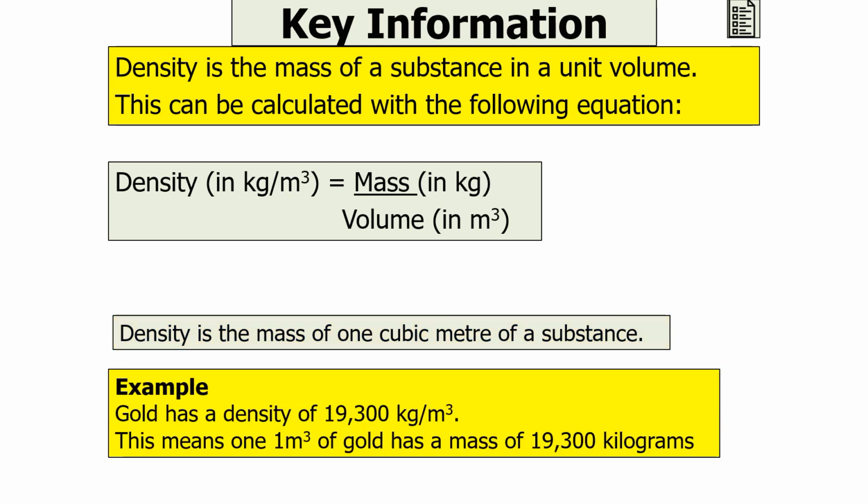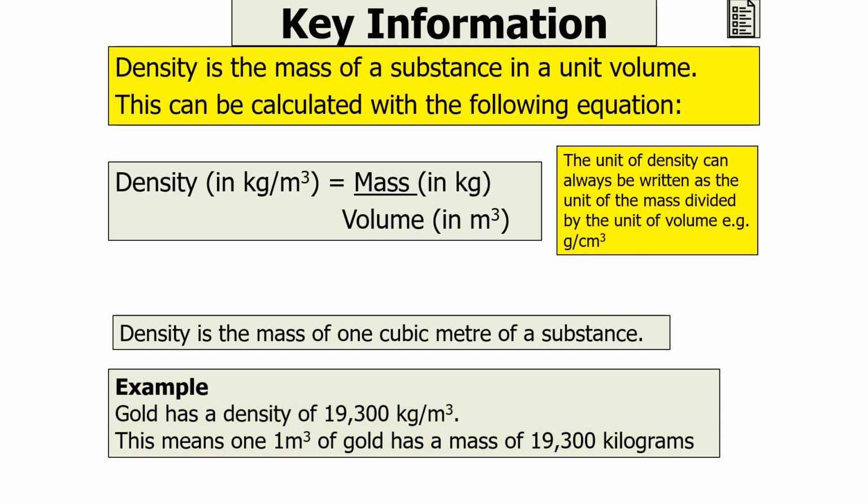For example, gold has a density of 19,300 kilograms per meter cubed. So it means that 1 meter cubed of gold has a mass of 19,300 kilograms. Now, the units of density tend to be kilograms per meter cubed, but it doesn't always have to be that. The unit of density can always be written as the unit of the mass divided by the unit of the volume. So if the mass was in grams and the volume is in centimeters cubed, the unit of density will be grams per centimeter cubed.